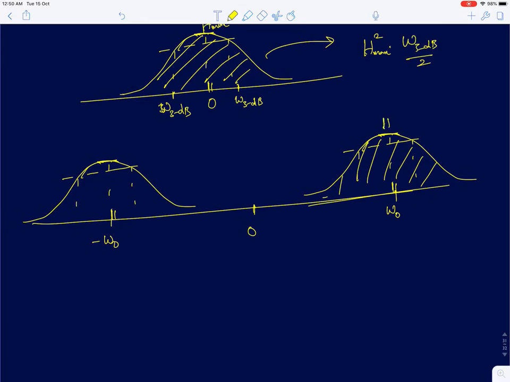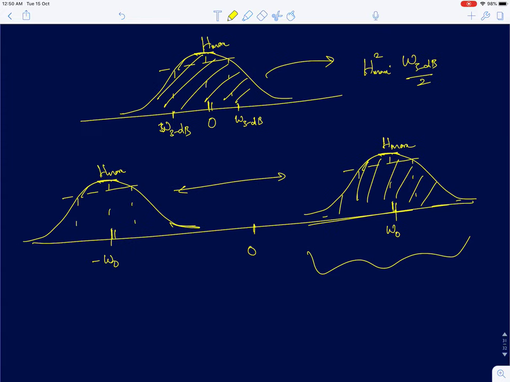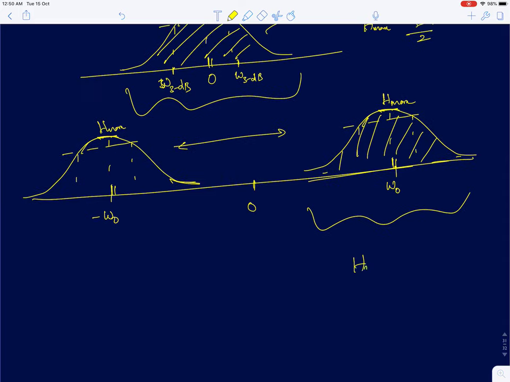Now, in case of a bandpass characteristic, I'm going to integrate over both the positive and negative frequencies in this frequency response. If I integrate the positive half, that's the same as the integral value for the entire low pass characteristic. So if I integrate the positive half, I'm going to get H max square.